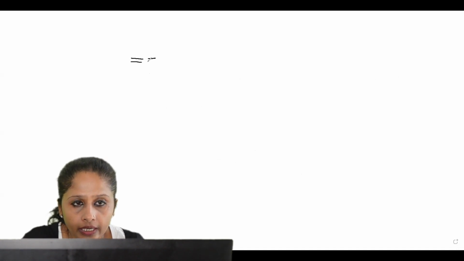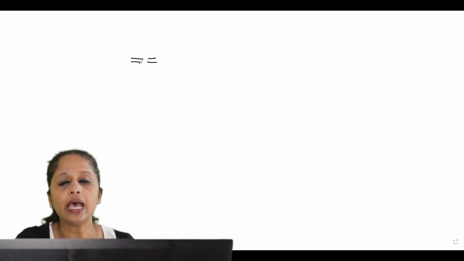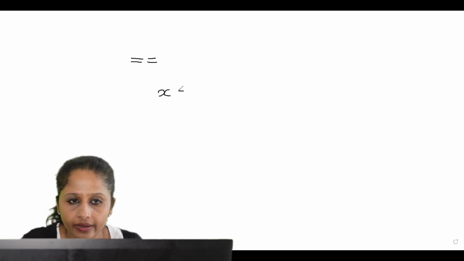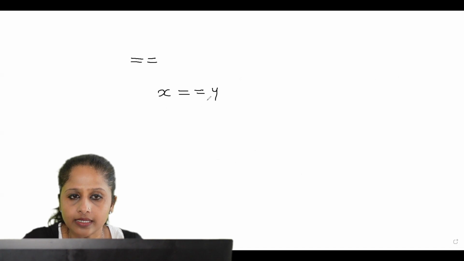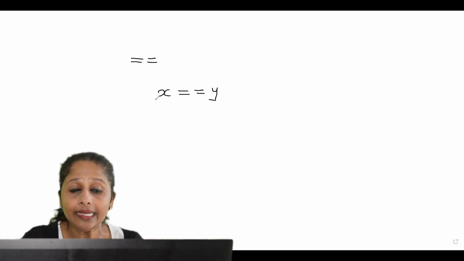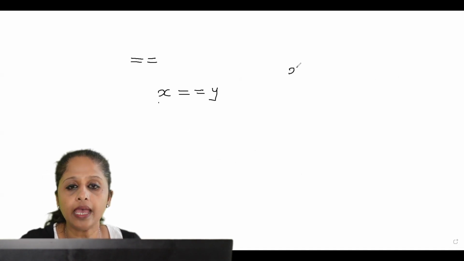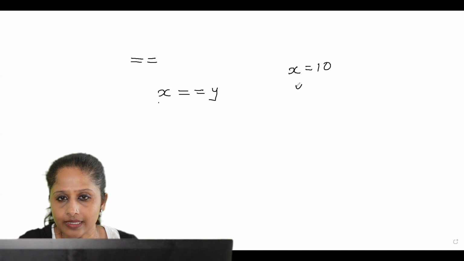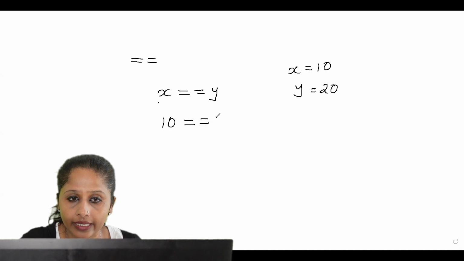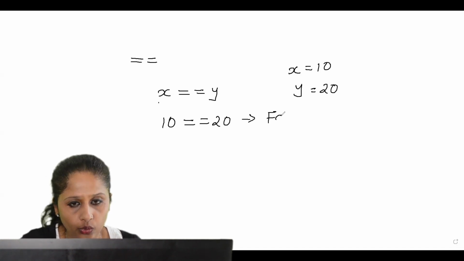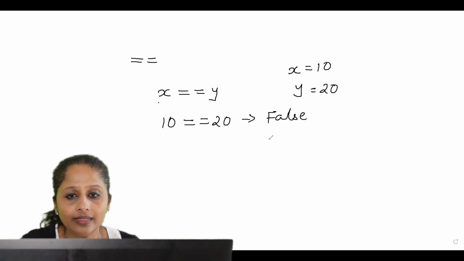Now we have equal to, that is double equal to. We have the double equal to symbol. Here if we write x double equal to y, then it is checking whether the value of x is equal to y. For example, if x is equal to 10 and y is equal to 20, then it is checking whether 10 is equal to 20. So what will it return? No, it returns false because 10 is not equal to 20.